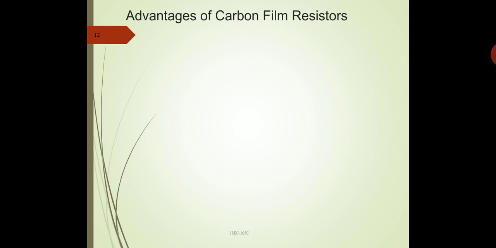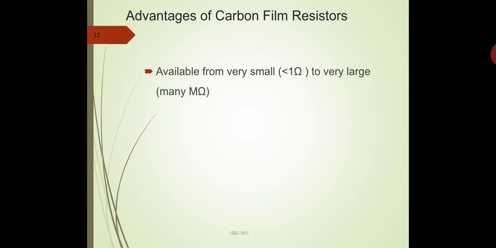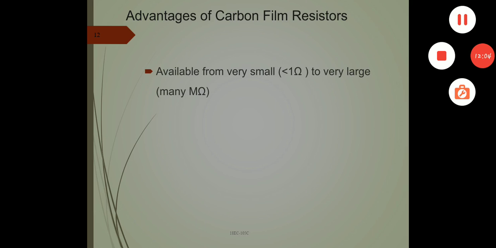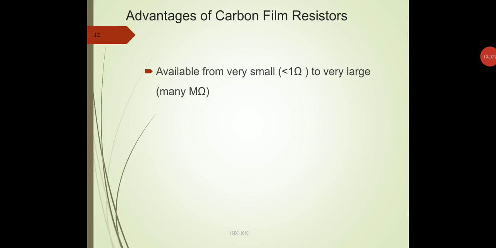Now let us see the advantages of the carbon film resistors. They are available in very small values from 1 ohm or even less than 1 ohm to very large values, a few mega ohms. This is possible because we are able to change the length of the carbon film connected between the two end caps. So this we can control or vary. We have flexibility there. That is how we could achieve accuracies better than the carbon rods.